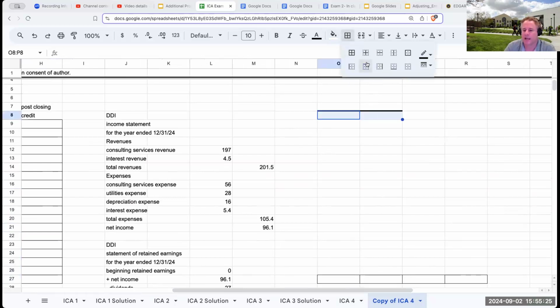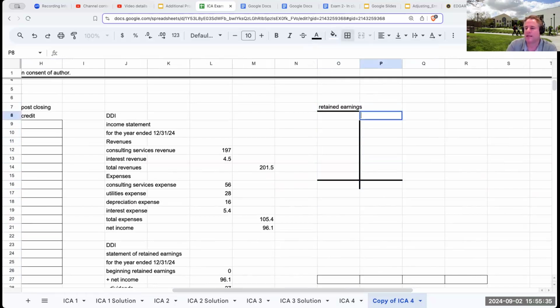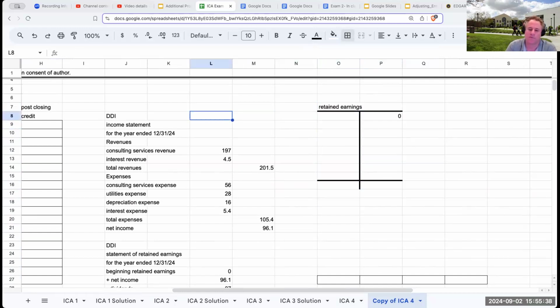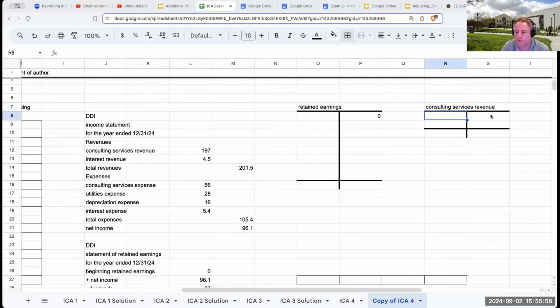So let's go ahead and do it. We're going to make a big account here for retained earnings. My beginning balance in retained earnings is part of owner's equity. It represents the net income that we've earned and are keeping, not distributing. Over here, I'm going to list every revenue and expense account showing up on my trial balance or on the income statement. Consulting services revenue had a balance of 197.